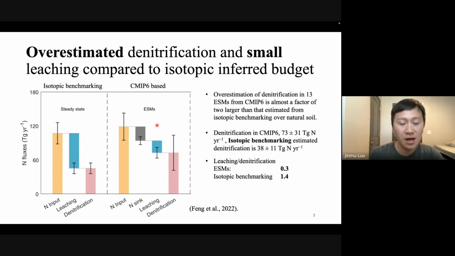For simplification, we define a ratio, leaching over denitrification. The Earth system models estimate this ratio at about 0.3, but isotope benchmarking suggests it should be around 1.4. So there's a huge difference between them. But I should remind you that this isotope benchmarking is only over forest soil. It's really not a global budget, but it still highlights the difference in the denitrification and leaching estimates in the Earth system model.